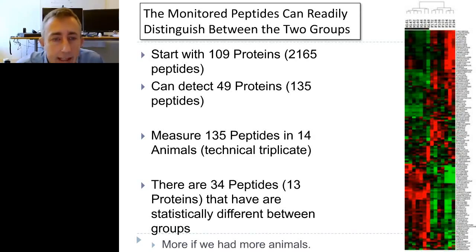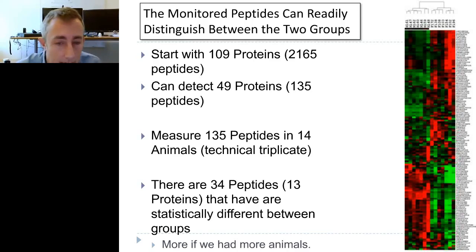And then the ultimate data in the end looks like this. We start with 109 proteins. We inject 49, 135 peptides. This heat map is basically those peptides. Each row is one of the 135 peptides. We can measure 135 peptides in the 14 animals, and each column is one of the 14 animals. The ones on the left are from the healthy animals. The ones on the right were the Dahl salt sensitive rats with congestive heart failure that were given a high salt diet. Each was measured in technical triplicates, so each cell is the mean of the triplicate injections.